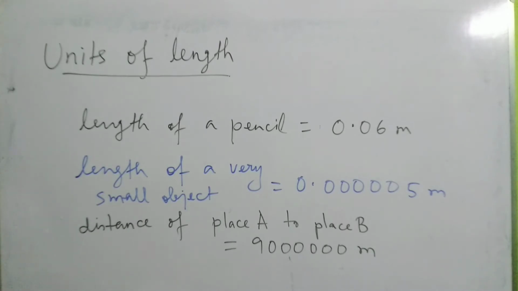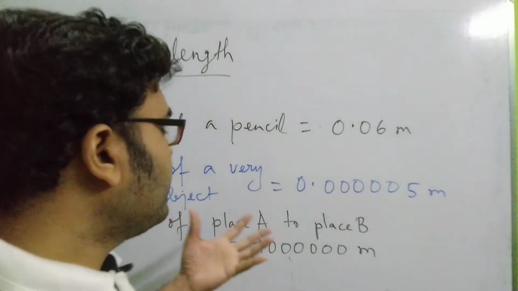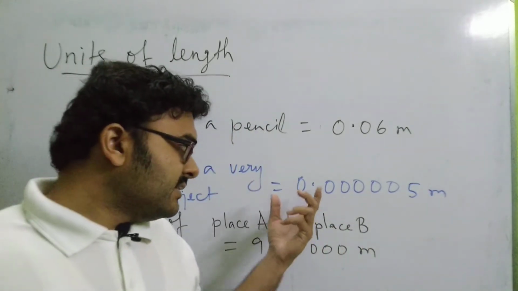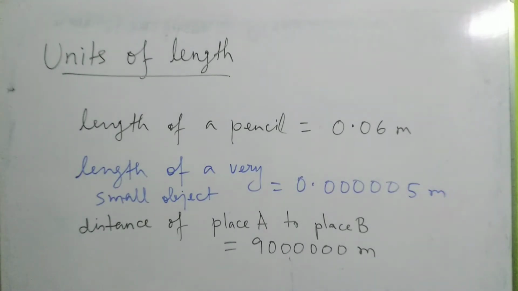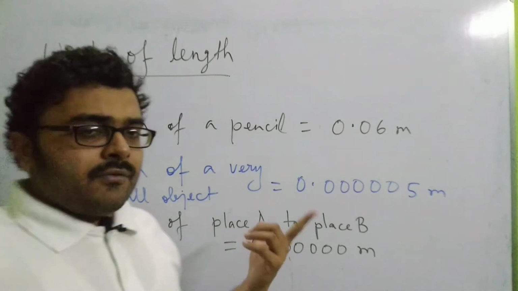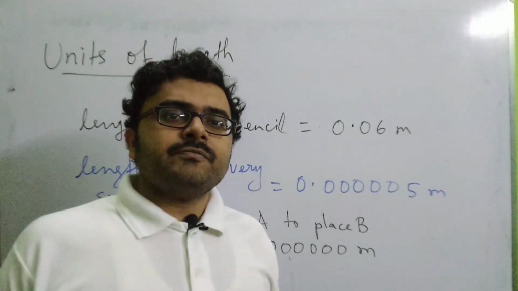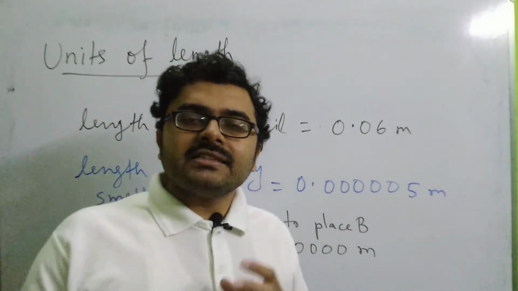So in all this, there is nothing wrong, scientifically these are absolutely correct. But is it comfortable to state the length of any object in these terms? No, it is quite inappropriate, because while you are writing so many zeros, you can actually miss out one or two zeros, and then you are giving wrong information. So in order to overcome this problem, what we have done is taken some multiples and submultiples of the unit meter.